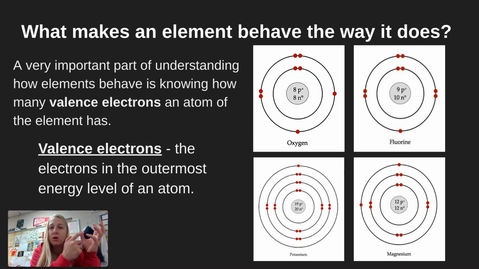They might have all of those inside layers of electrons, but only that outside layer is actually interacting with the world around it. And so that's what determines how the element behaves, is just what those electrons on the outside look like and what they are doing and how many of them are there. So that's why the outside valence electrons are the most important.